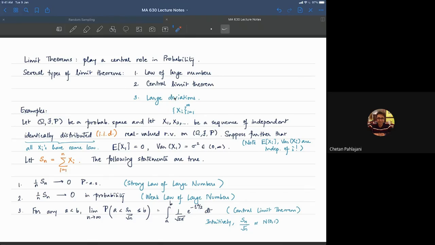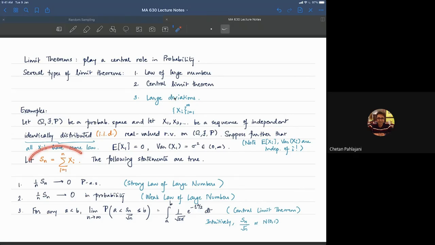So I'll toss a fair coin the first time. If I get heads, I will say that x1 is 1. If I get tails, I will say x1 is minus 1. Then I'll toss the coin a second time. If I get heads, I'll say x2 is 1. If I get tails, I'll say x2 is minus 1. This is a fair coin, so you're equally likely to get heads as tails. So you can easily check that the expectation of x1 is 0.